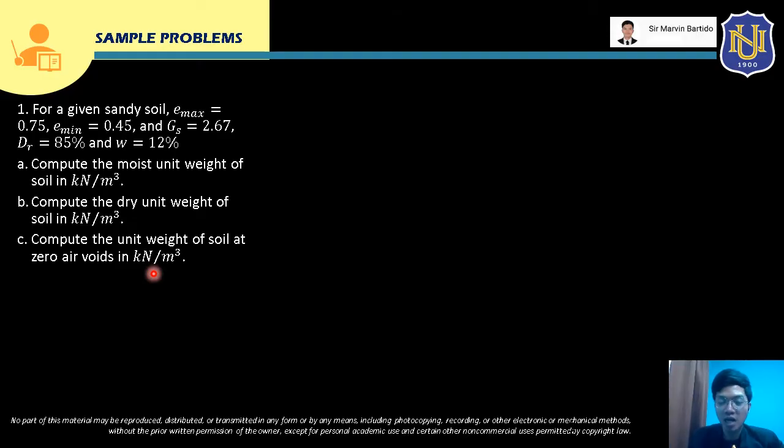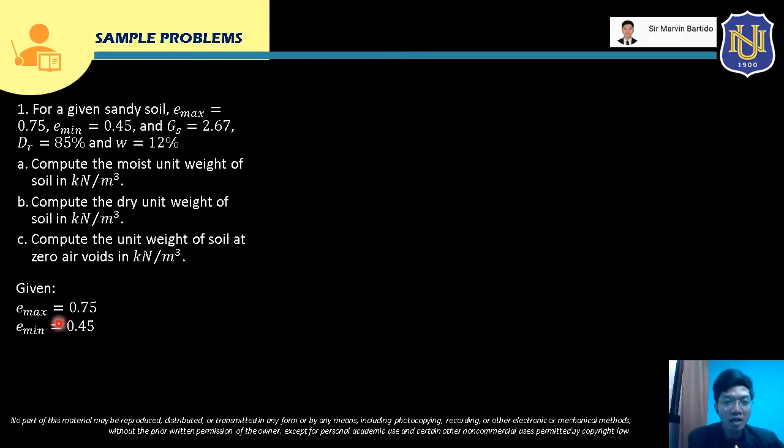So let's first break down all the given here. So we have e sub max. So this is the void ratio in the loosest state ng soil natin. And then e sub min 0.45 yan. So yung e sub min class, this is the void ratio in the densest state nung soil natin. Okay, so dapat class yung e sub max, mas malaki talaga yan sa e sub min. 0.75 yan, tas e sub min 0.45. So magtaka ka class kapag mas malaki yung e sub min kaysa sa e sub max. So baka typo error yon or what, no?